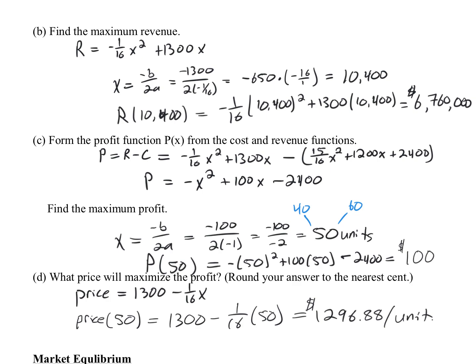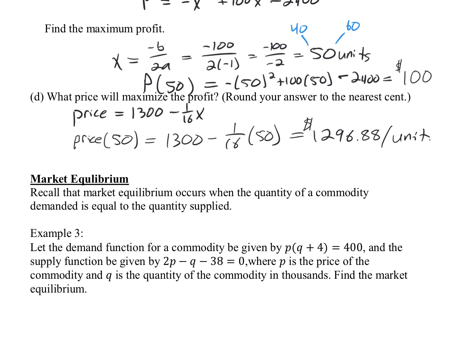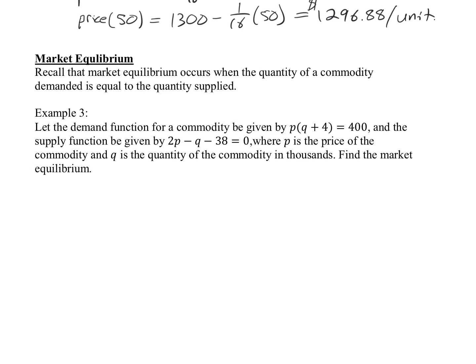All right, we have one last topic to cover in this video, and that is market equilibrium. So recall that market equilibrium is going to occur anytime you have the demand equal to the supply. So we can look at this example. We have a demand function. It's given to us by this. We also have a supply function. It's given to us here. And we would like to find the market equilibrium. So essentially, we need to find the intersection of these 2 equations.